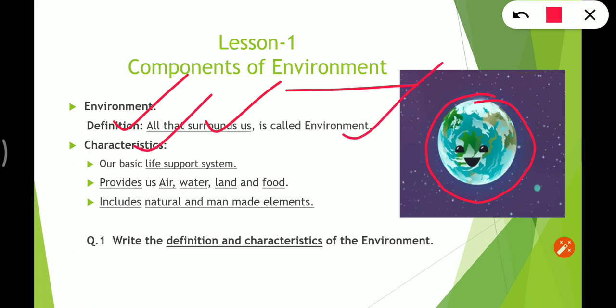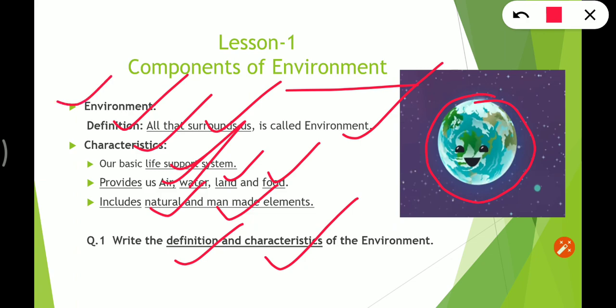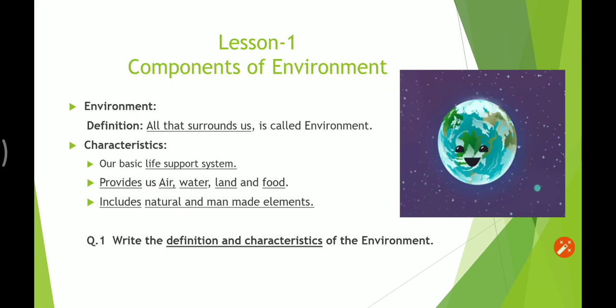Let's talk about its characteristics. The environment is our basic life support system. It provides us air, water, land, food, etc. It includes natural and man-made elements, right? I hope it is clear and you can easily attempt this question. Write the definition and characteristics of the environment. So here is the definition and here are the characteristics. Okay, let's move to the next one.